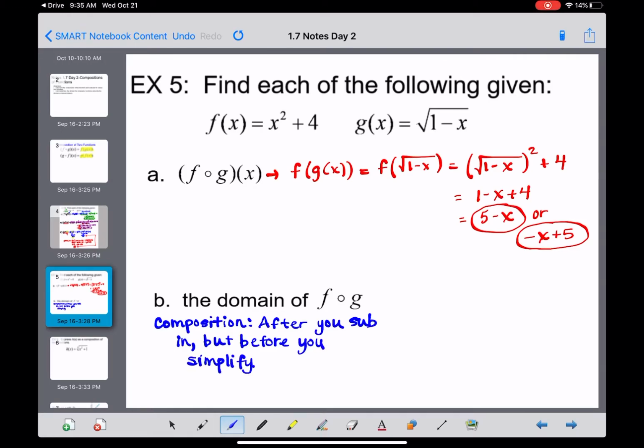Remember when we were doing combinations, we found the critical values. You can find those from the original functions. So we found the critical values from the original, and then we sub them into our results after we added or subtracted or multiplied or divided. However, when you're doing a composition, you have to make sure you do it after you sub in, but before you simplify. So that would be this step right here. This is the step after we subbed in, but we have not yet simplified.